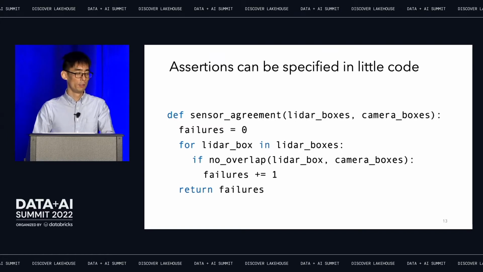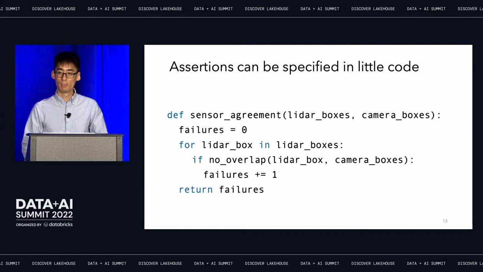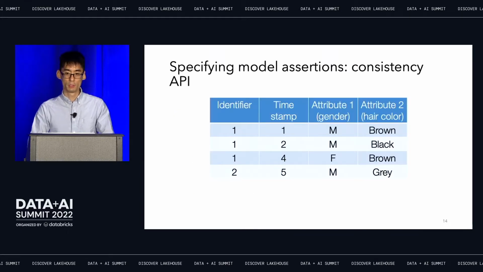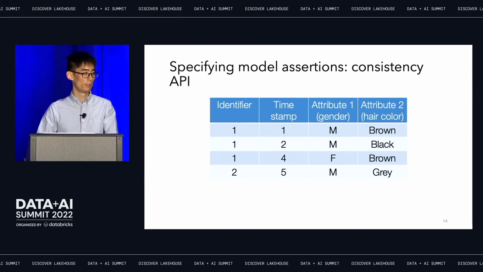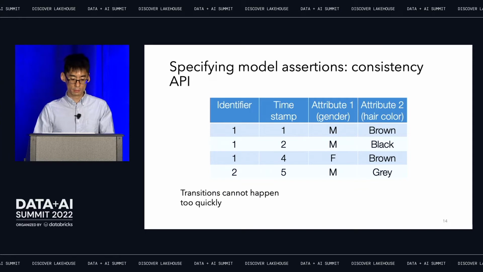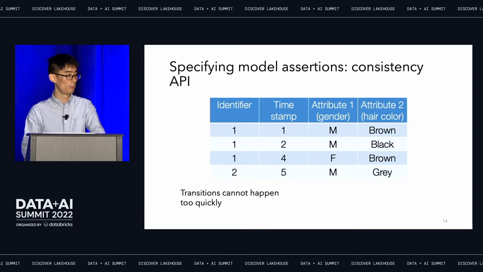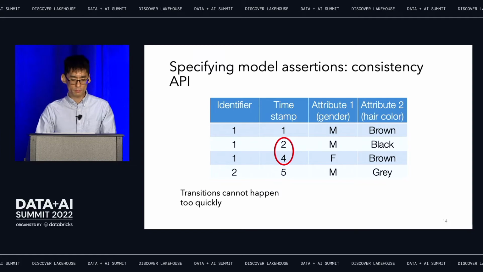In addition to allowing users to specify model assertions in a completely black box way, we also have what we call the Consistency API. The Consistency API allows users to specify two kinds of assertions relatively easily. The first is that transitions should not happen too quickly. Specifically, here we're trying to predict people in a video. The first person appears in timestamps 1, 2, and 4, but not in timestamp 3. And this is very likely to be an error.